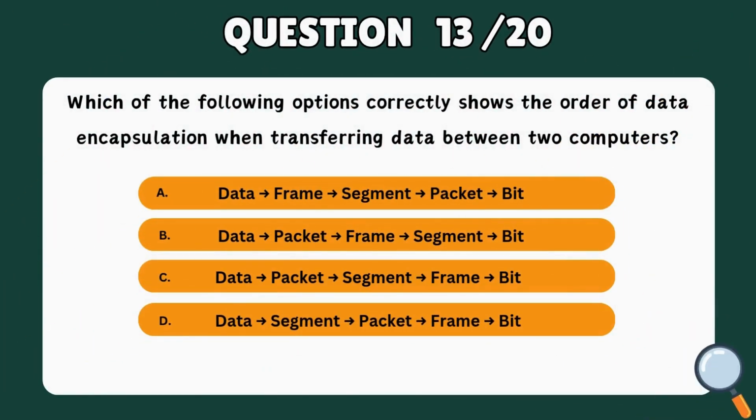Question 13. Which of the following options correctly shows the order of data encapsulation when transferring data between two computers? A. Data, frame, segment, packet, bit. B. Data, packet, frame, segment, bit. C. Data, packet, segment, frame, bit. D. Data, segment, packet, frame, bit. Correct answer: data, segment, packet, frame, bit.